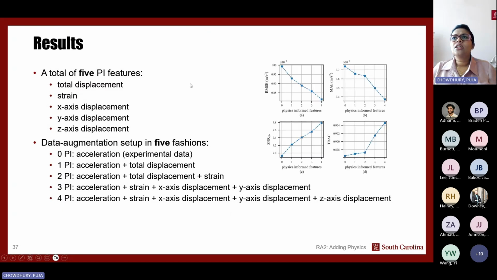Now look at the results with different metrics. In the case of RMSE, we can see that when the physics-informed features increase, the error goes down. Same pattern in the case of MAE. In the case of SNR, when we add more physics, we can see the results perform better. It increases the SNR, which means there is less noise and more predicted signal. In the case of the trace, when we add more physics, it goes closer to the value 1. It means it performs better.